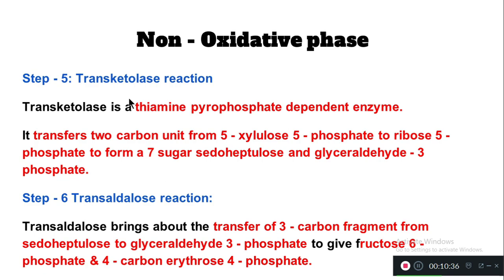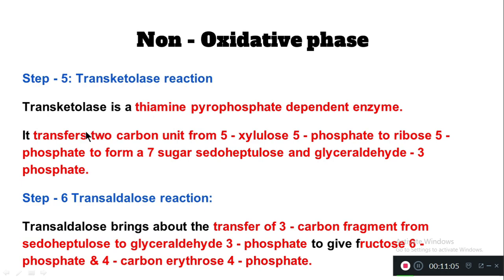Step 5 is a transketolase reaction. Step 6 is a transaldolase reaction. So what is transketolase? Transketolase is a thiamine pyrophosphate dependent enzyme, an enzyme that needs thiamine pyrophosphate.